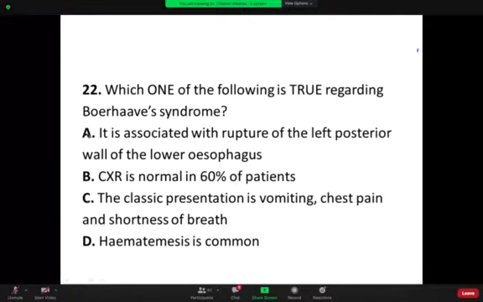So usually it occurs with forceful vomiting. Typically a young patient comes with this syndrome, and in addition to vomiting, this can be precipitated by things like coughing, straining, or maybe during seizures or even during labor. So if there is esophageal rupture, how could we diagnose it?